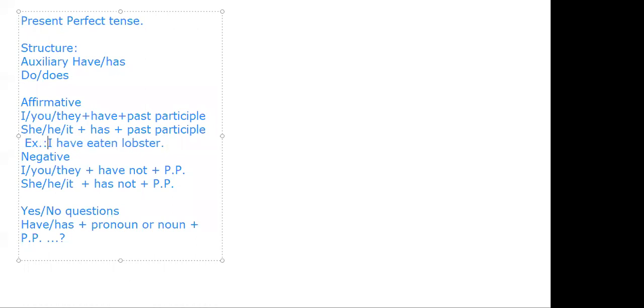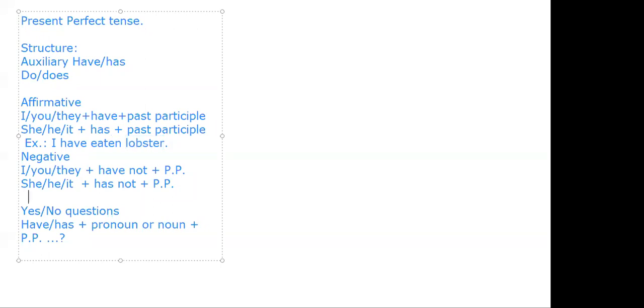This is gonna be our example. I have eaten lobster. What do we have? The pronoun, the auxiliary have, the past participle of the verb eat, and the complement. Lobster is just, you know, a complement. So, I have eaten lobster.